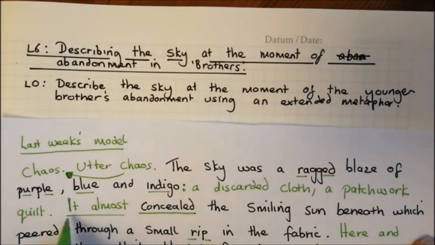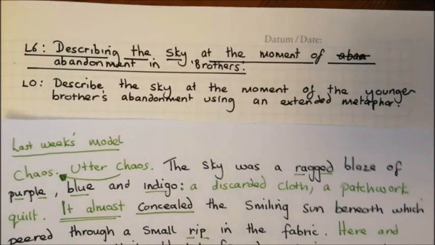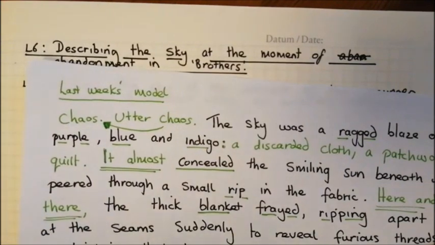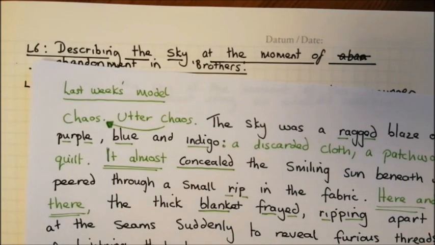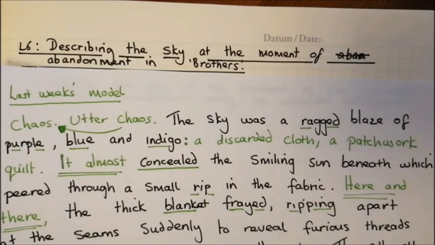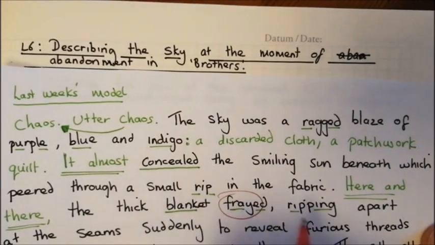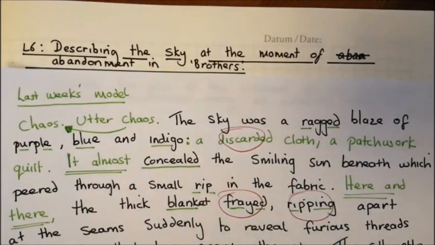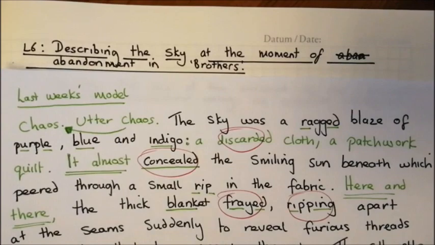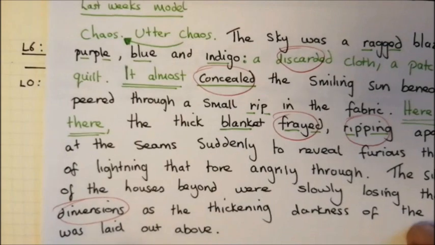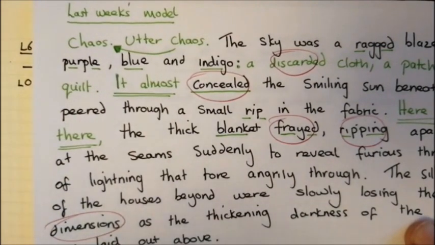And then we have these phrases that we start with: it almost. Then we have here and there. So we're forced to describe the different parts and the different elements of the sky. Okay, and it's got lots of lovely vocabulary in it that we might want to steal. Again, for today, we might want to steal the word frayed or ripping. We might want to steal the word discarded or concealed. We might want to steal the word or the idea of things having dimensions that make them solid.